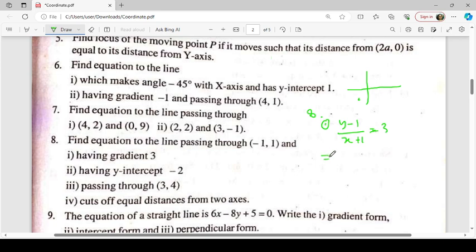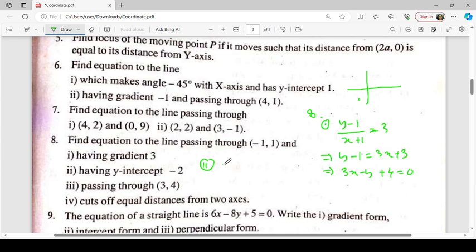And it is y minus 1 is equal to root 3 x plus 3, or the general equation we write as root 3 x minus y plus 4 equal to 0. Then number 2 is having y intercept 2. So having y intercept 2 means (0, 2) is a point.